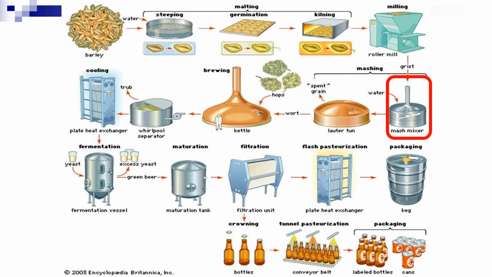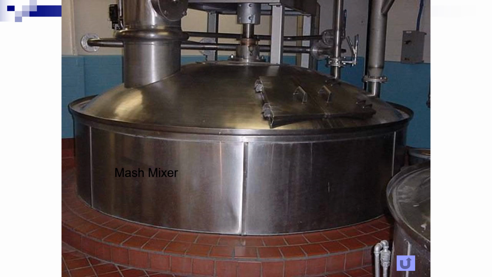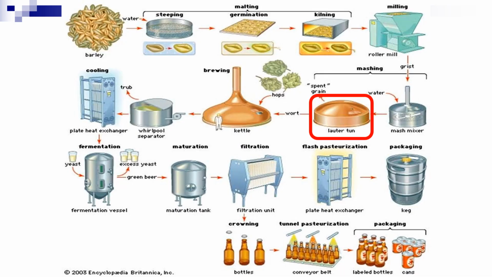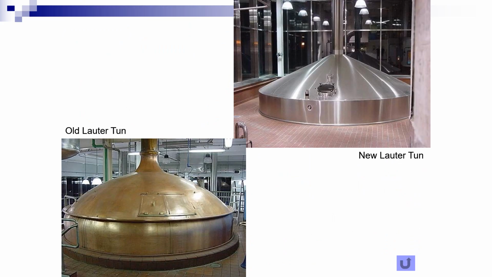The second one is a mash mixer to mix all the solid and liquid. Okay, the mash mixer. And then we go to the lauter tun, where it separates the wort from the solids of the mash. This is the old lauter tun and the new lauter tun.